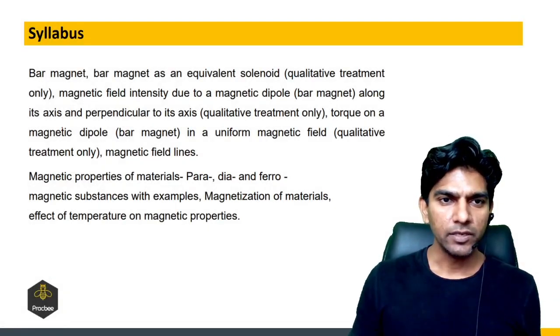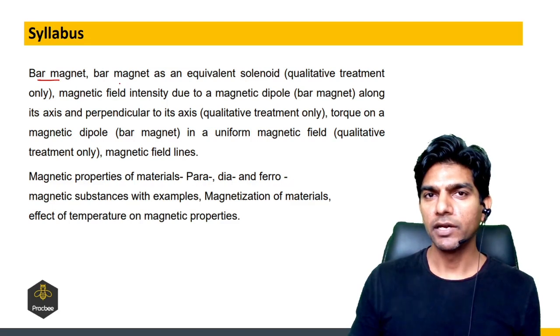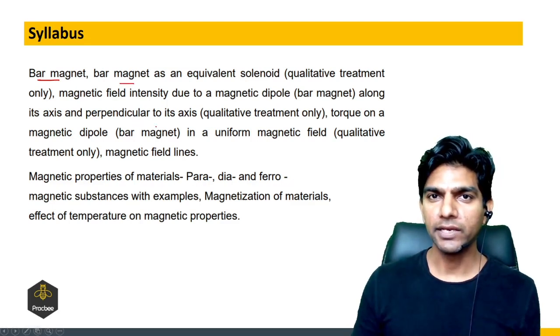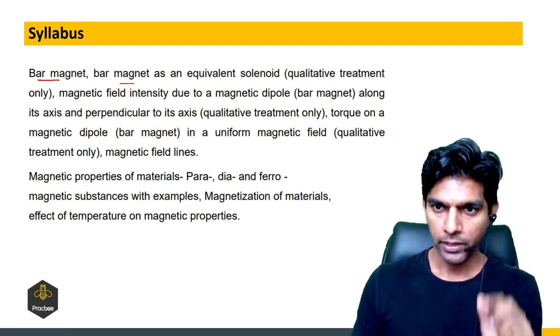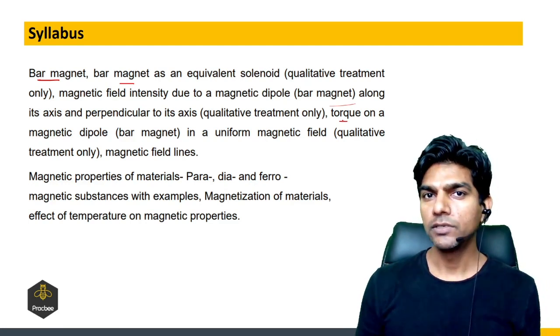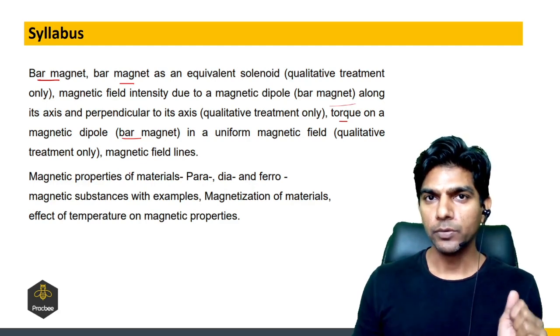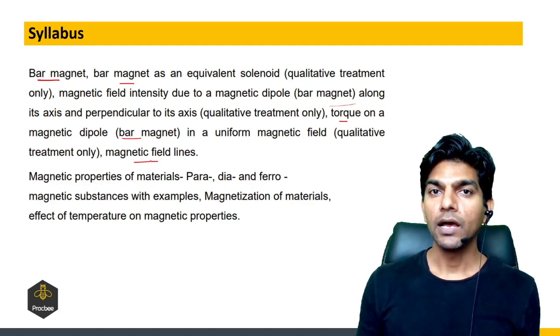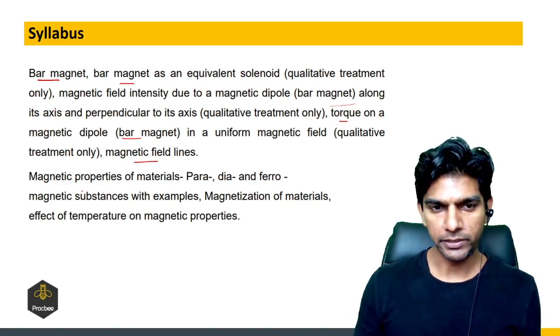So first we'll study bar magnets and how a solenoid behaves like a bar magnet. Then we'll see how we can find the magnetic field at a point on the axis of a bar magnet and at the point on the equatorial plane. Then if we place a magnet in external magnetic field, then what is the torque experienced by the bar magnet? And then the properties of magnetic field lines and how we can categorize material as paramagnetic, diamagnetic, and ferromagnetic.